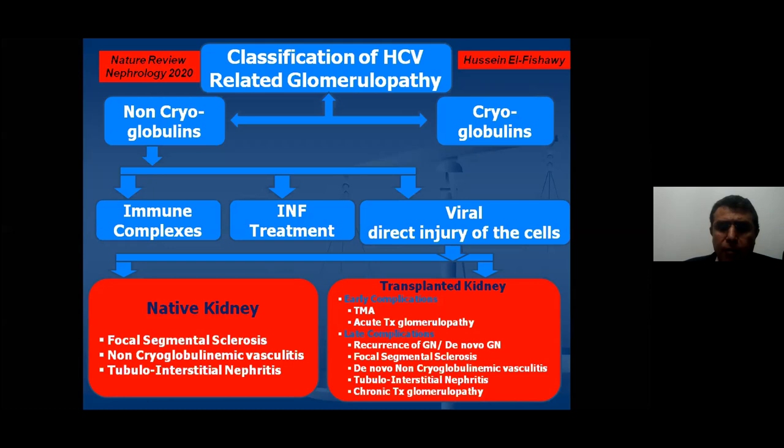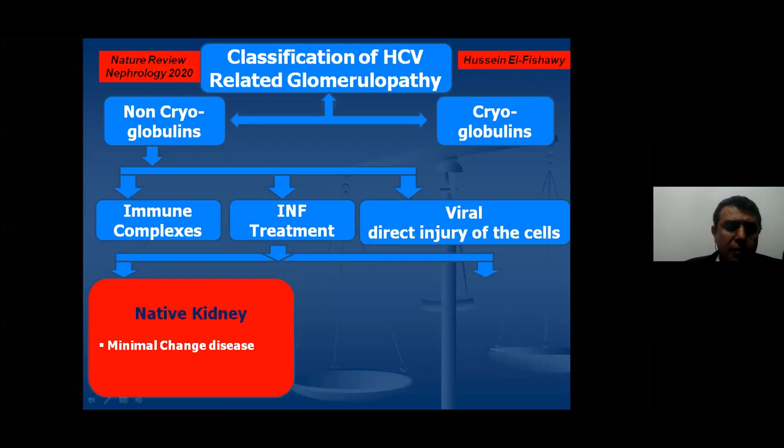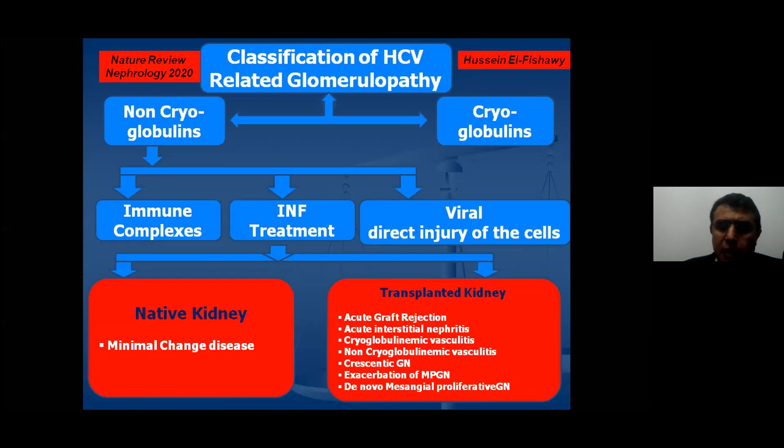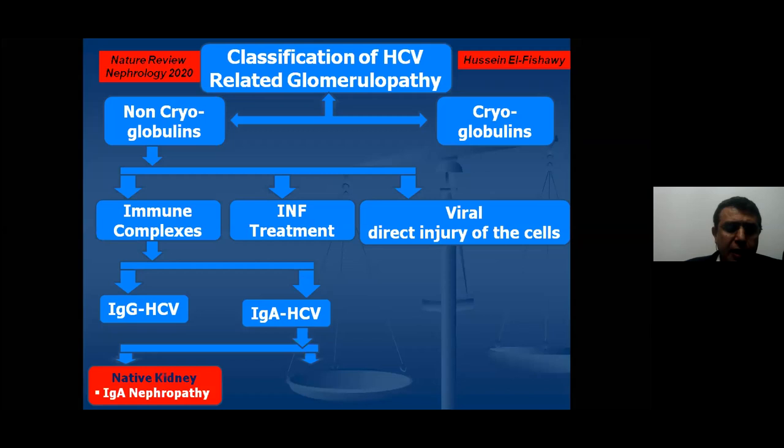What about interferon treatment? Interferon treatment in the native kidney can produce minimal change disease, and in the transplant kidney, it can produce acute graft rejection, acute interstitial nephritis, cryoglobulinemic vasculitis or non-cryoglobulinemic vasculitis and others. What about IgA? IgA in the native kidney can produce IgA nephropathy, while in the transplant kidney, it can produce recurrence of IgA nephropathy and de novo IgA nephropathy.